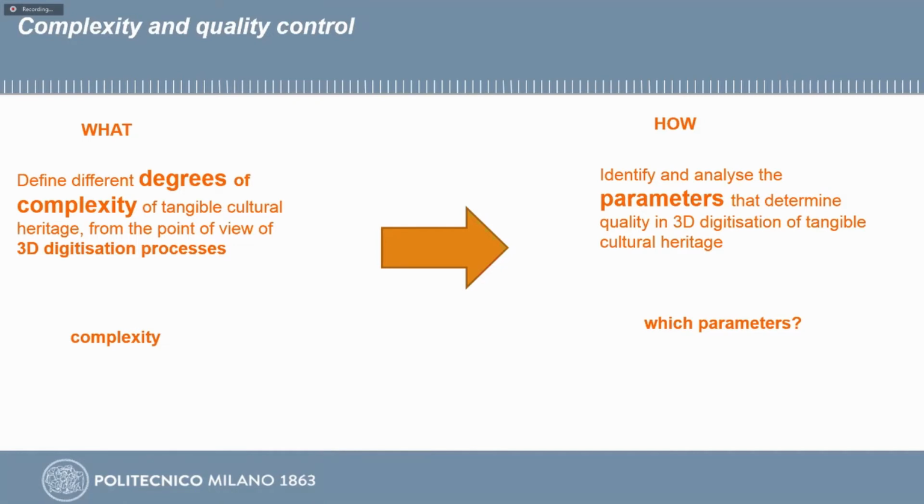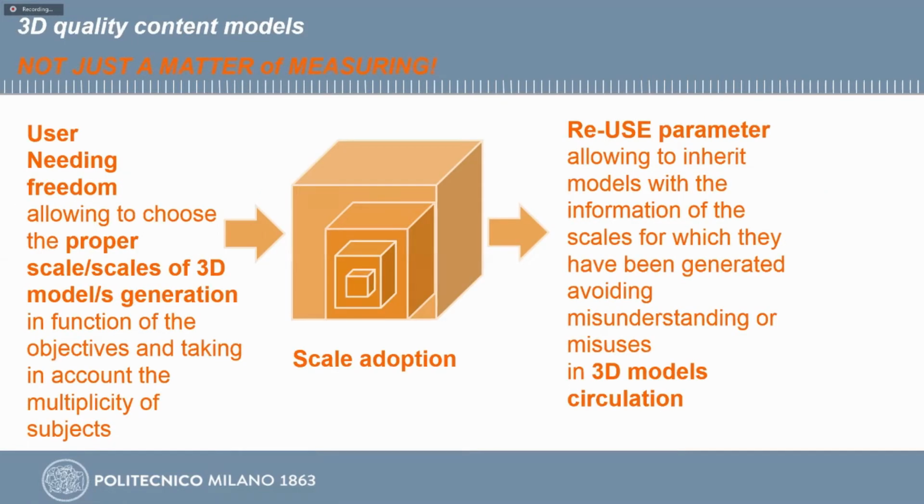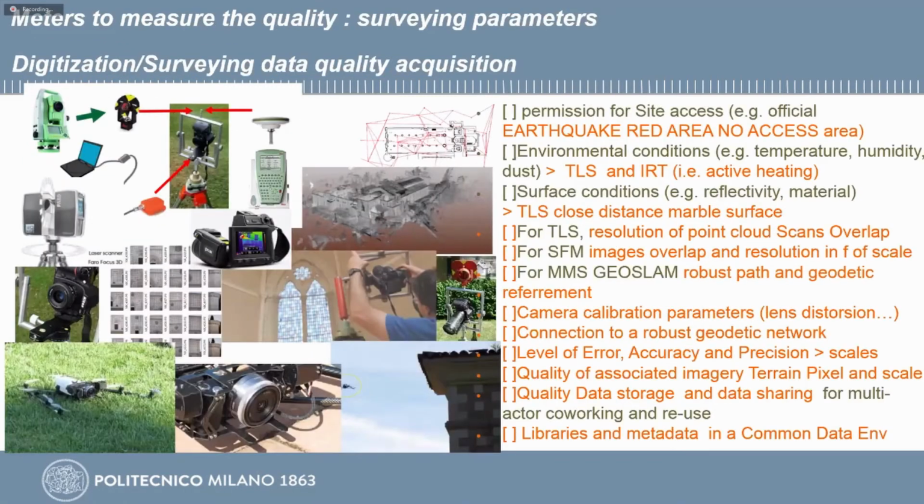So, which are some parameters we can use in order to determine a quality model? For sure, it is not so easy to determine which is the best quality model, because we have many purposes, because of the unicity and multiplicity of the subjects that we have to deal with. So we have different users, different experts, and we need to allow them to decide which is the best model for that objective.